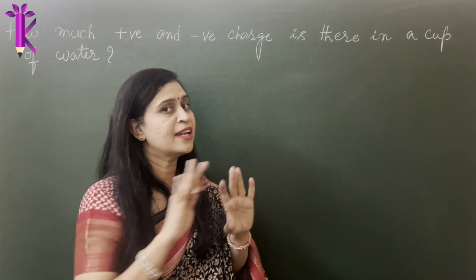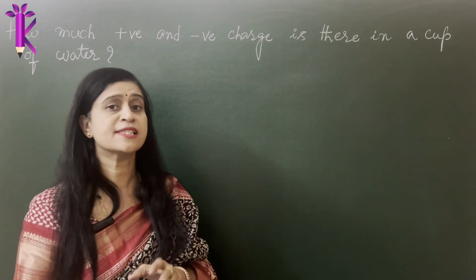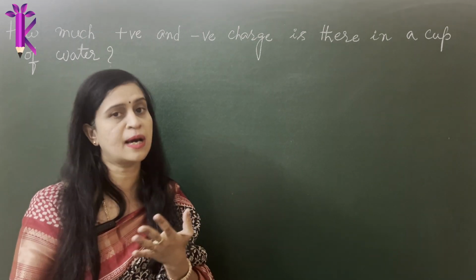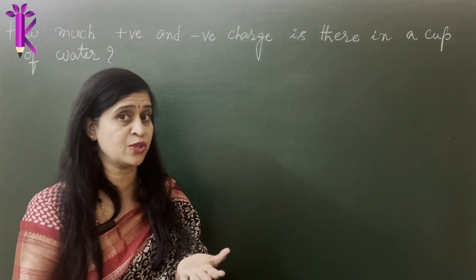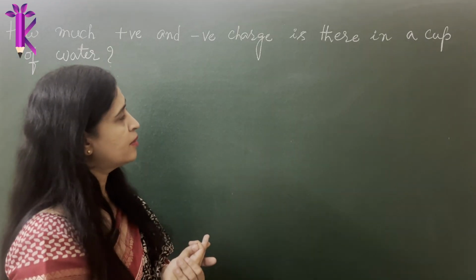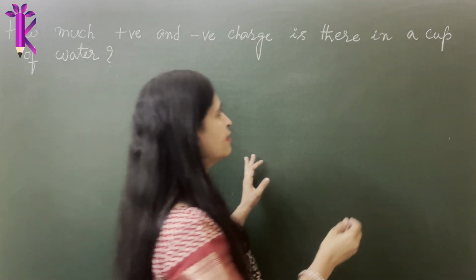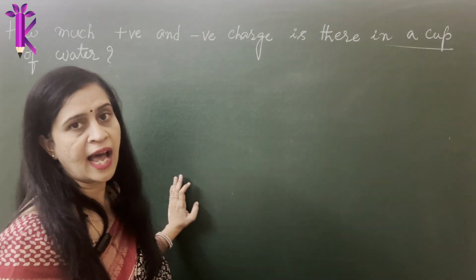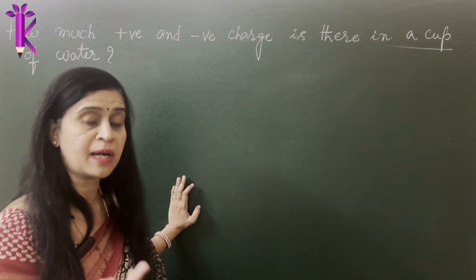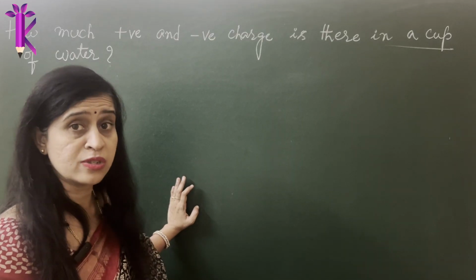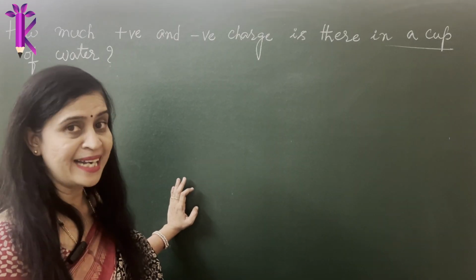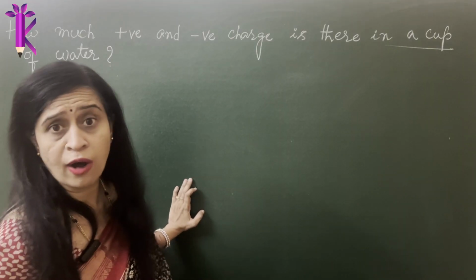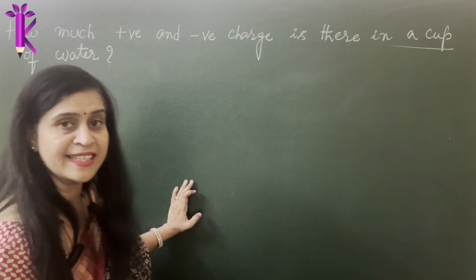It doesn't give you any information. It only tells you to calculate the total number of electrons and protons, or the total number of charges, which is Q, capital Q. The only hint that they have given is a cup of water. Water has a particular molar mass and a cup of water has a particular mass also. So using that, you will have to calculate. That is something you have to remember for numericals like this.